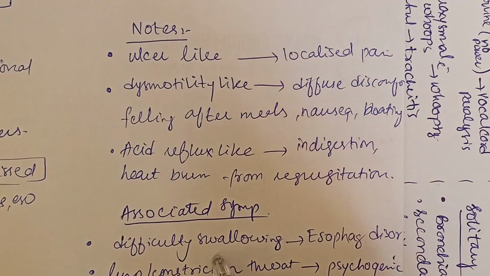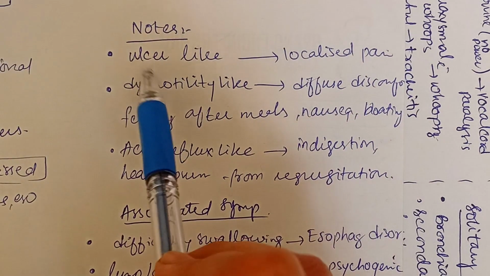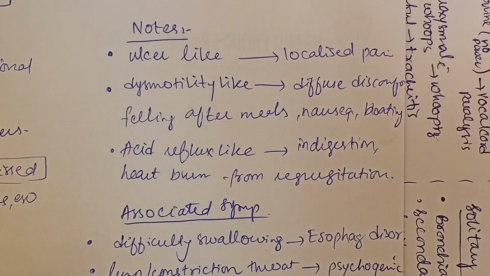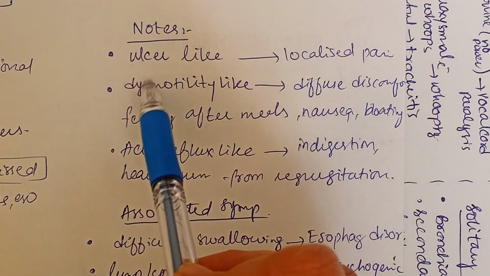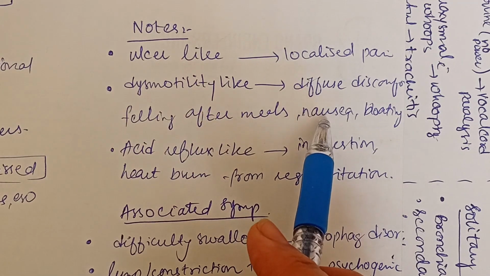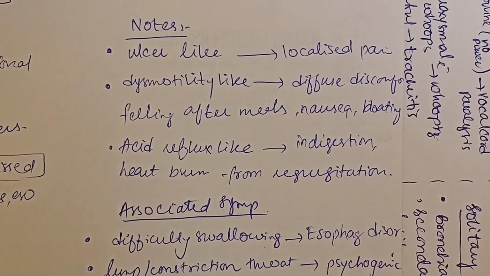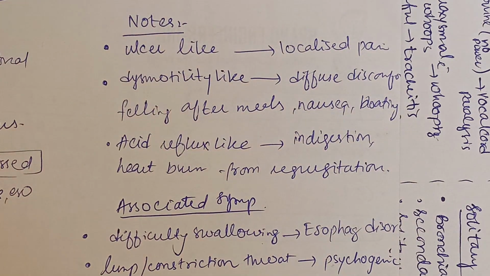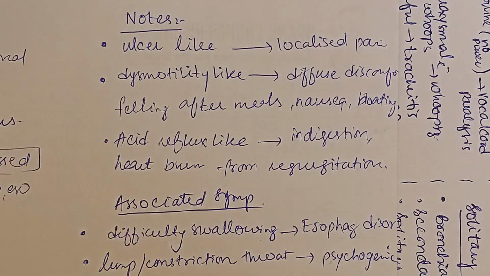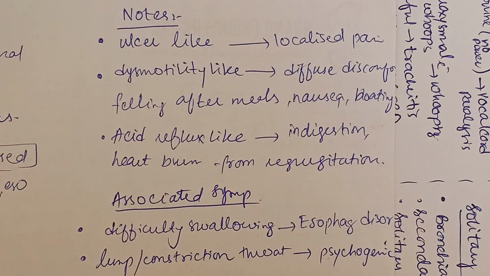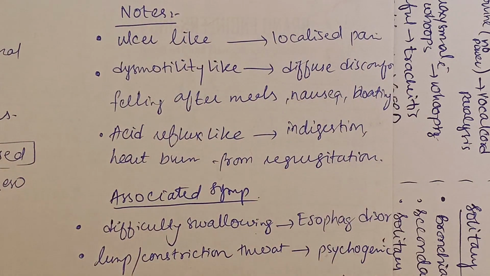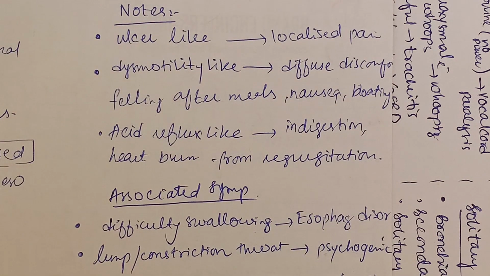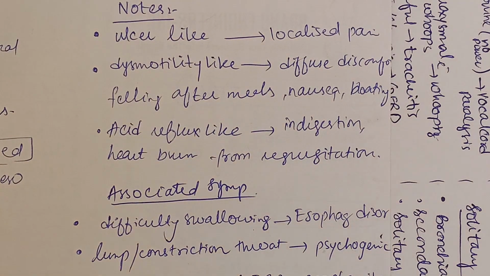Now, some important points which can aid in our diagnosis: if the patient is complaining of localized pain, it is usually said to be ulcer-like pain. And if the patient has diffuse discomfort, it is usually said to be dysmotility-like pain. Diffuse discomfort after meals, associated with nausea and bloating, is usually dysmotility-like pain. Acid reflux-like pain is associated with indigestion, heartburn, and regurgitation.